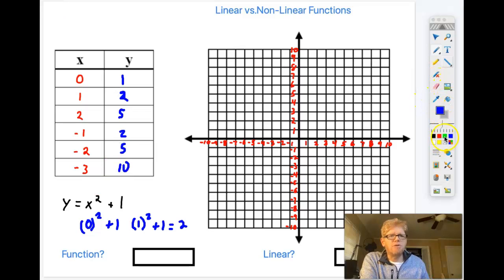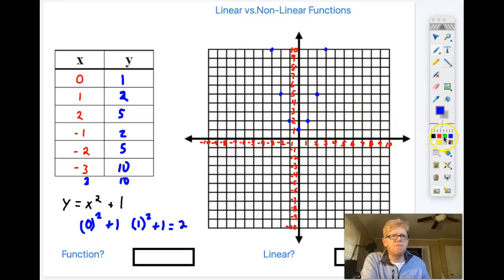So now let's go ahead and graph those on our grid. At x of 0, we have a positive 1. At x of 1, we have positive 2. X of 2, we have positive 5. Well, that's different. And then negative 1, we have positive 2. That's interesting. And negative 2, we have 5. That's familiar. And then negative 3, we have 10. So we'll put that up here. By the way, if I was to do positive 3, 3 squared is 9 plus 1, that's also going to give us a 10. So positive 3 is going to be 10 as well.